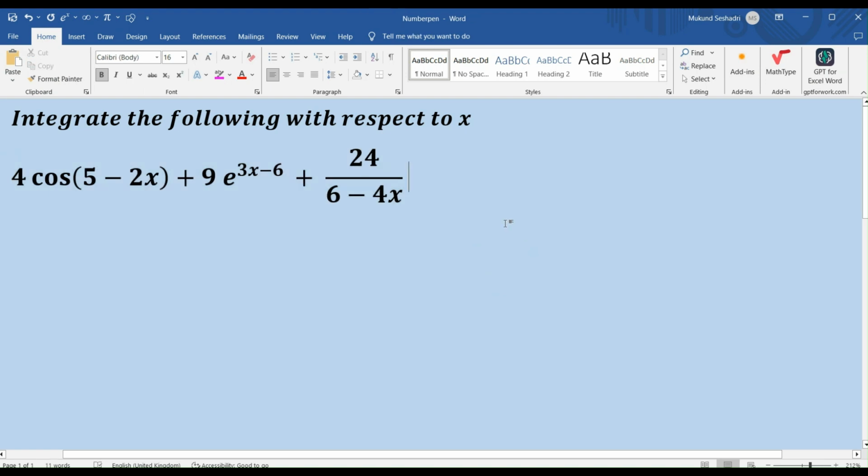So there we have the problem on the screen. Integrate the following with respect to x: 4 cos of 5 minus 2x plus 9 into e to the power 3x minus 6 plus 24 divided by 6 minus 4x, right? So first things first, we know that this is a sum of three integrals that we've been asked to find, and therefore the sum rule of integral does apply, right?